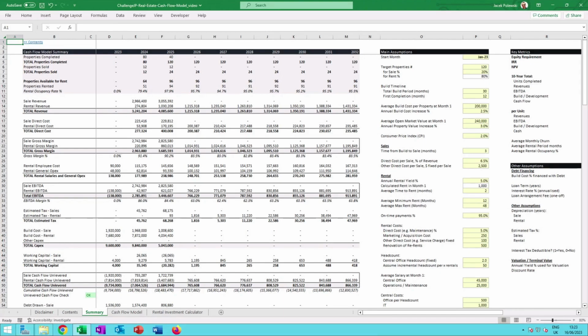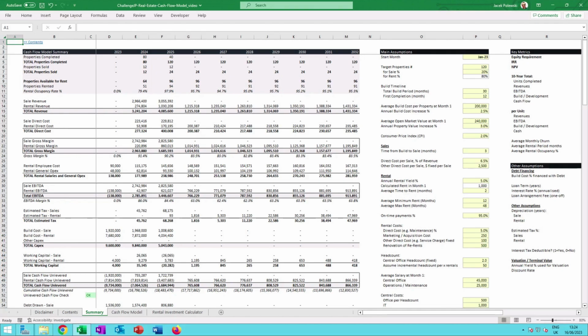So as you will see, I'm assuming that I'm building a number of properties, and the model then allows to use those properties either for direct sale or also for rental. So that's where the model starts in here. So you see the number of properties that are completed. Then of those properties, you will see a number that will be available for rent, the number of that will be sold. Then the model goes into the calculations of revenues, then direct costs.